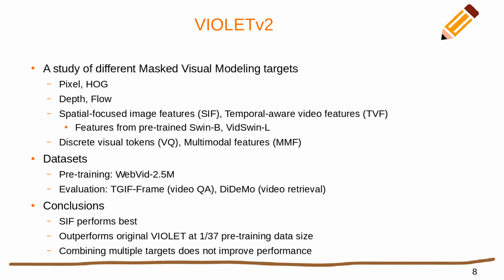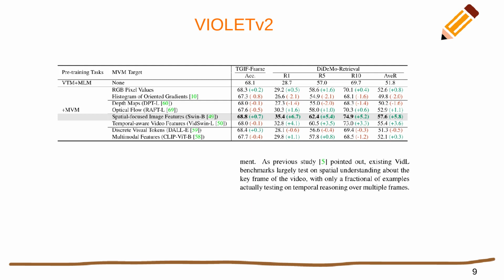extracted from CLIP. The results show that regressing the explicit RGB colors in pixel and distilling features from Swin-B in the SIF consistently yield gains over the baseline on both downstream tasks, namely video question answering and text-to-video retrieval. It is notable that the proposed Violet V2 outperforms Violet in all tasks, including text-to-video retrieval, video question answering, and video captioning, even with only 1/37 of the original pre-training data size in Violet.